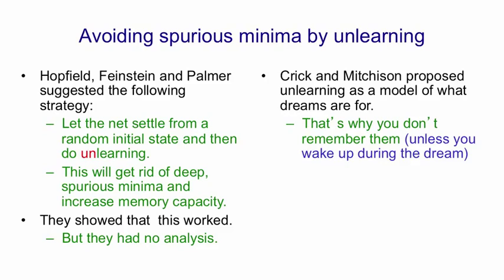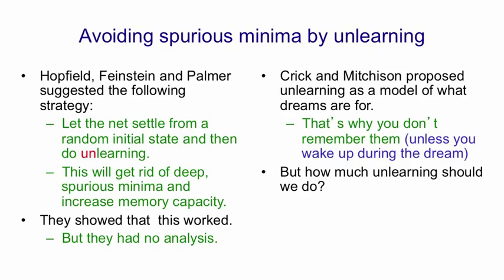Dreaming is paradoxical in that the state of your brain looks extremely like the state of your brain when you're awake, except that it's not being driven by real input. It's being driven by a relay station just after the real input called the thalamus. So the Crick and Mitchison theory at least explains functionally what the point of dreams is. It's to get rid of those spurious minima.